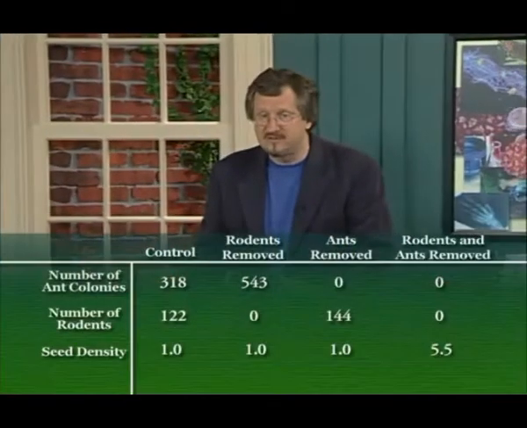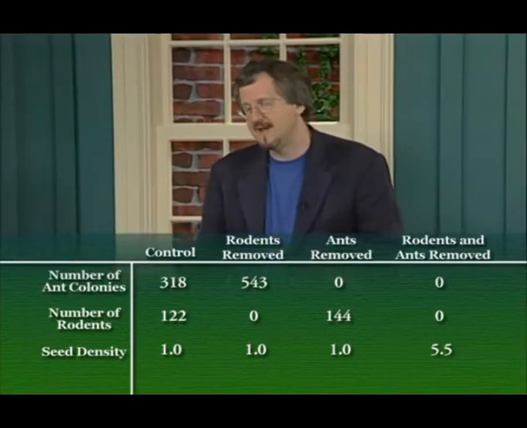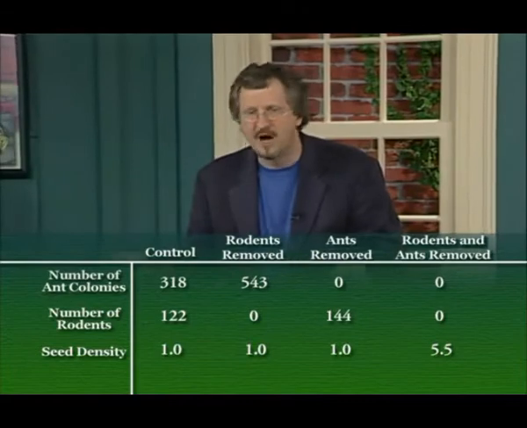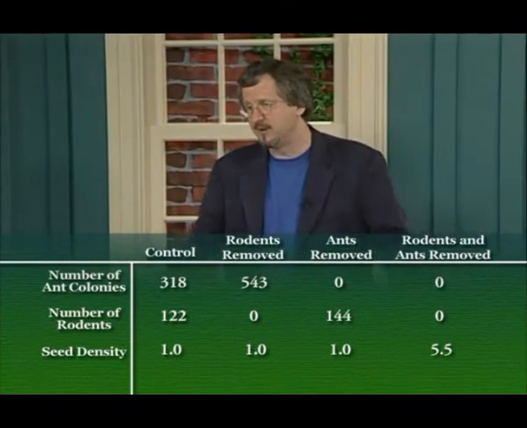And you can imagine that's quite a chore. But when you do that, if you remove the rodents, the population size of ants increases. In fact, you measure population size in ants not by counting ants, but by counting the number of colonies of these ants. And so the number of colonies of ants will increase in this experimental plot.